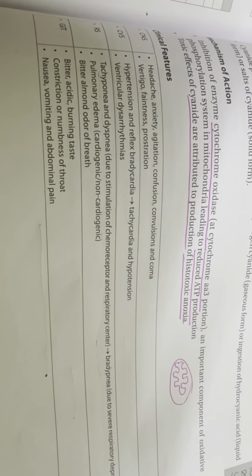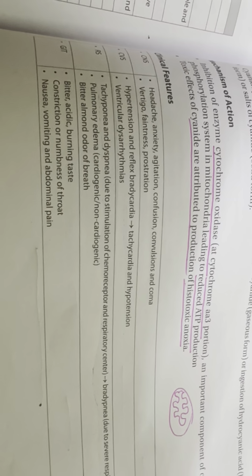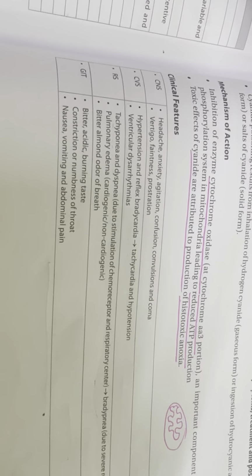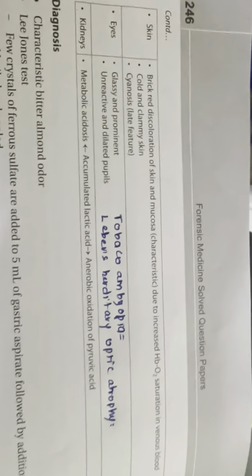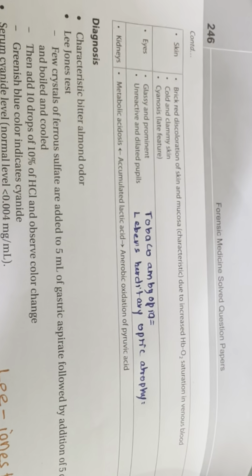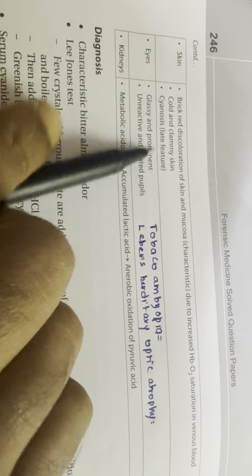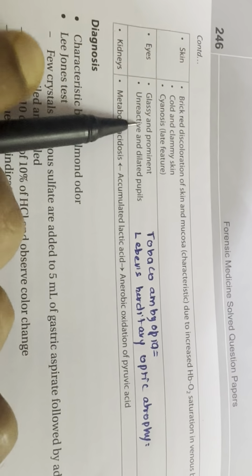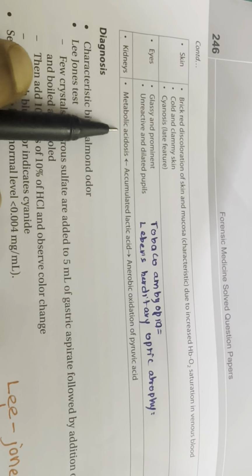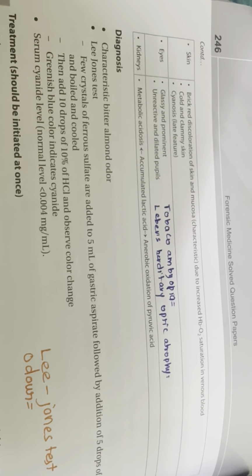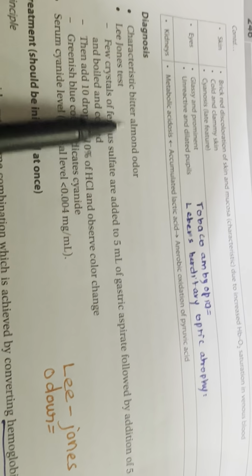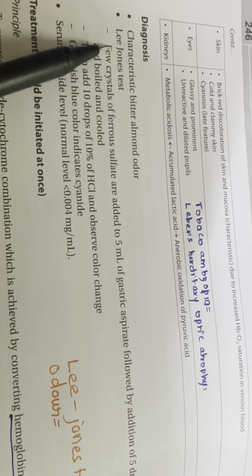the breath. GIT: bitter, acidic, burning taste, constriction or numbness of throat, nausea, vomiting, abdominal pain. Skin: brick red discoloration of skin and mucous membrane due to increased hemoglobin oxygen saturation in venous blood, cold and clammy skin, cyanosis a late feature. Eyes glassy and prominent, unreactive and dilated pupil. Kidneys: metabolic acidosis, accumulation of lactic acid, anaerobic oxidation of pyruvic acid.